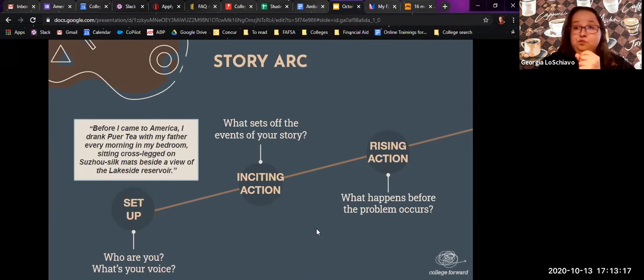So this tells you several things about the author immediately. They're not American. You can get the idea that they're Chinese.